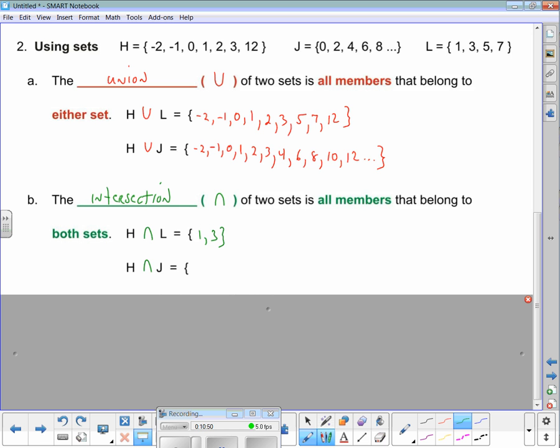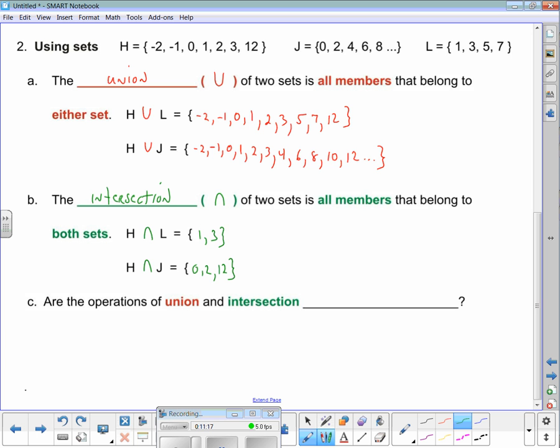All right. If you didn't pause, again, I'm looking for what's in both. -2 in J? No. -1 in J? No. 0 in J? Yes. Is 1 in J? No. Is 2 in J? Yes. 3, no. 12? 12 is in J, right? It's not shown, but it's there, isn't it? And that's the last possibility. And the intersection of H and J is 0 to 12.